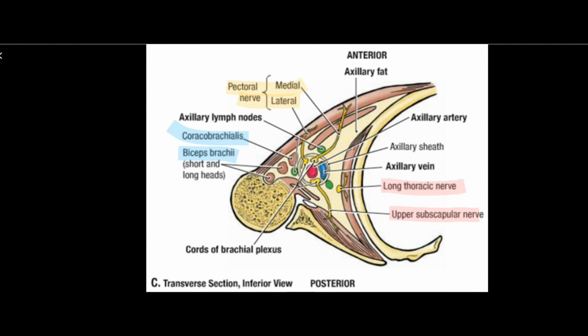Hi everyone, in this video we will be discussing the axilla and its boundaries. The axilla is basically a pyramidal region between the upper thorax and the arm. And what are its boundaries?